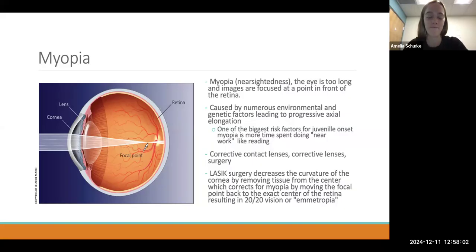Certainly, we know about different treatments: glasses, contacts, surgery. LASIK surgery is probably a common thing you may encounter in your clinic.